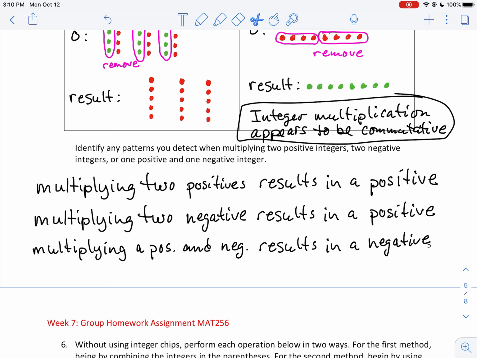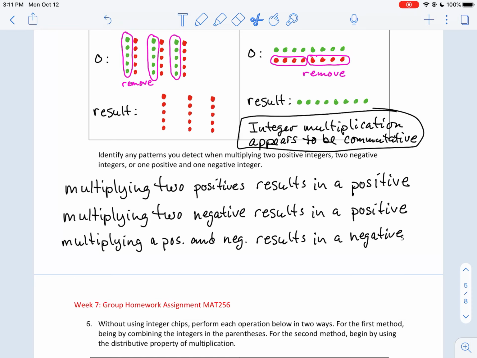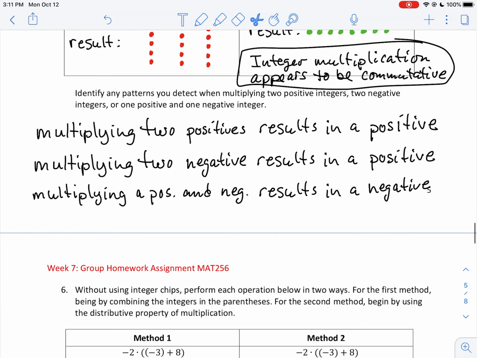But if you multiply a positive and a negative, you get a negative result. For example, if you combine negatives, you get a negative, and if you remove positives, you get a negative. So either way, when you multiply a positive and a negative, no matter which one is the multiplier or multiplicand, you get a negative product.